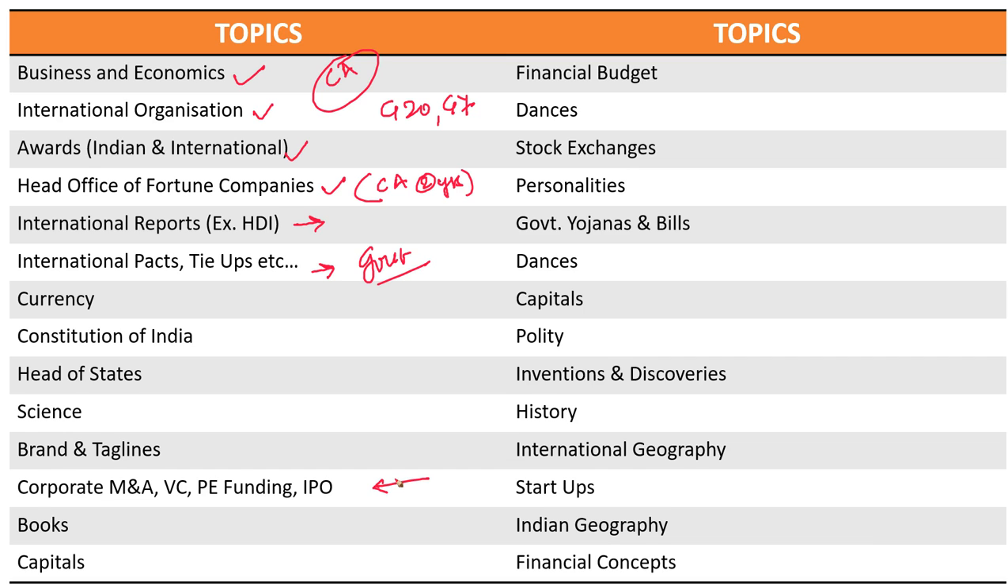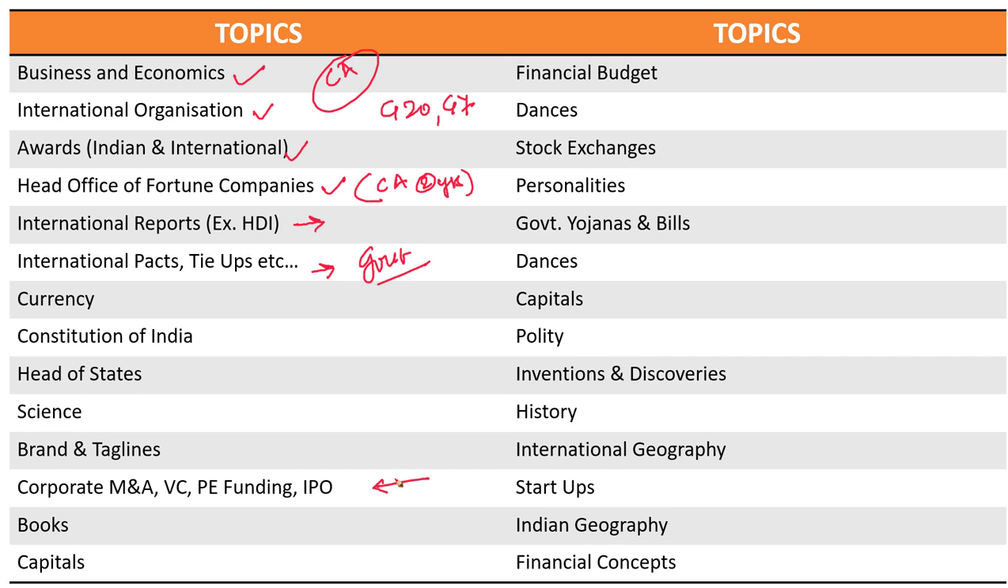Some exams may ask you what the valuation was. An exam like XAT may ask you the valuation, or exams like SNAP or CMAT might ask you who the heads of these companies are, or where these companies are from, or what the main business line of these companies is. Then come a couple of companies like Michael Kors and Versace.